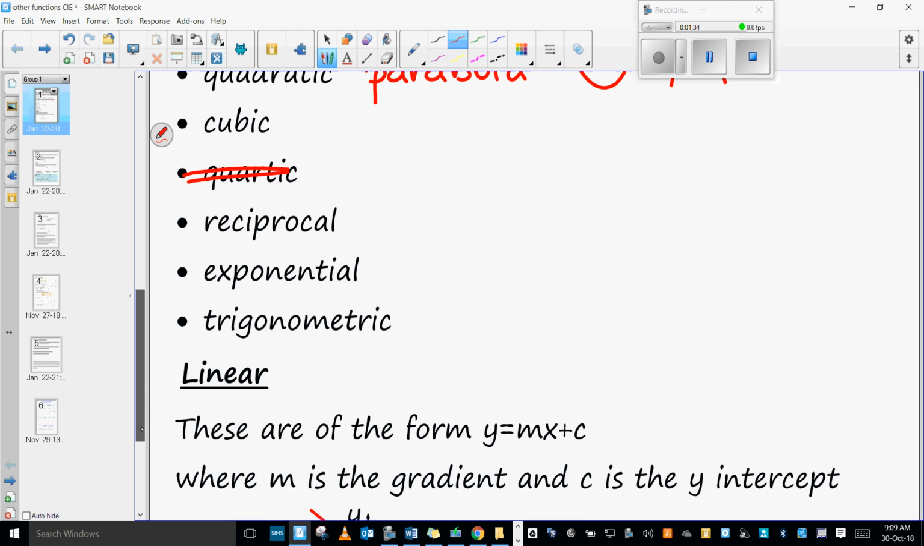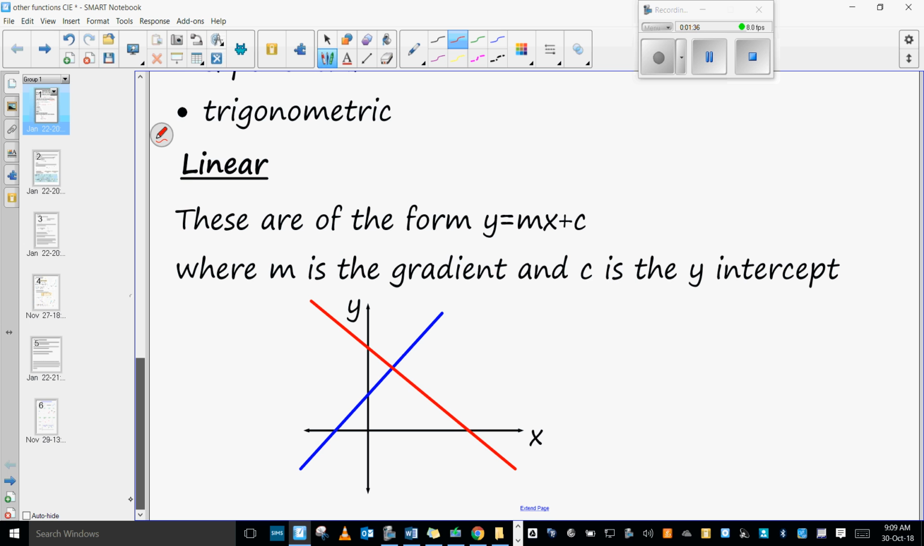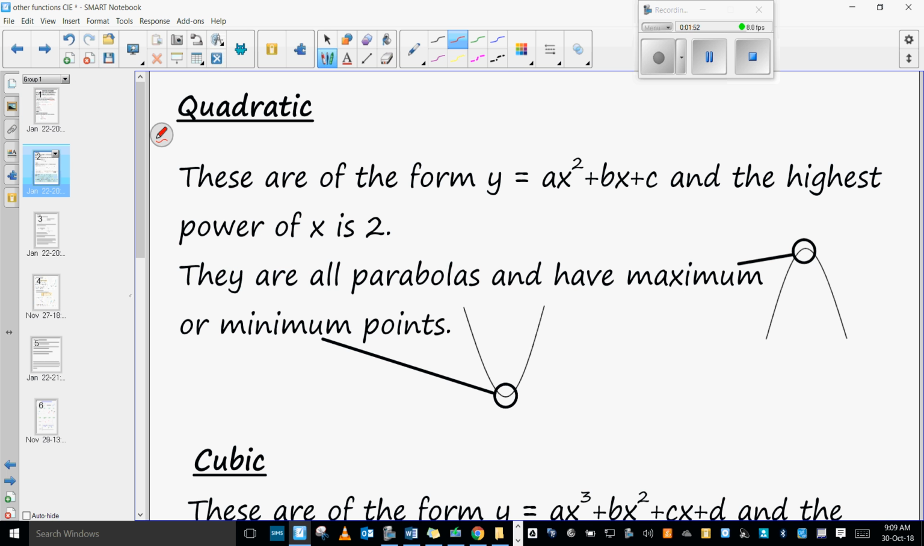Okay, so linear. Obviously, we know all about linear graphs. They're in the form y equals mx plus c. M tells us about the gradient, and c tells us about the y-intercept. We don't need to worry about anything else really. We know everything we need to know about linear graphs. Quadratic graphs. Okay, so these are of the form y equals ax squared plus bx plus c, and the highest power of x is 2. They're all parabolas and have maximum or minimum points. So it's a pretty picture there for you.